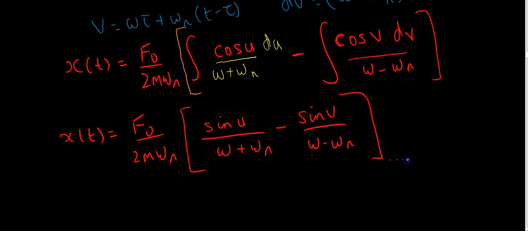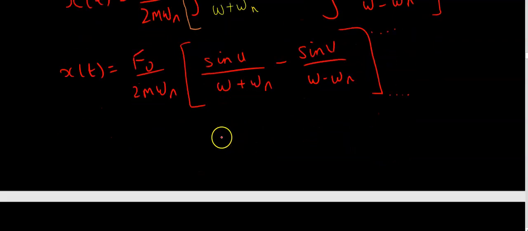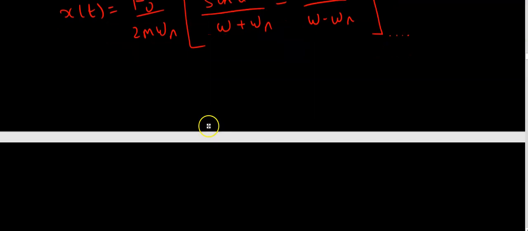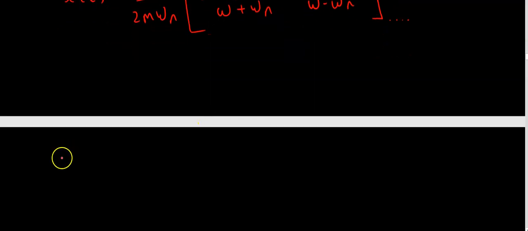And I have some limits here for u and v, but I'll get the u and v back into the t terms. So x(t) is going to be equal to F naught on 2m omega_n.